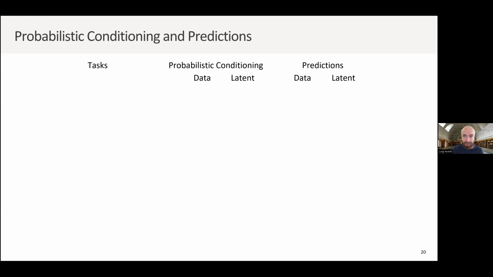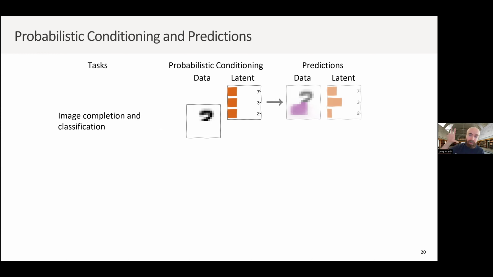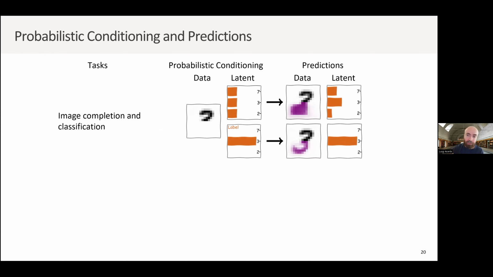What I want to convince you of is that this seems to be a somewhat obscure or niche probabilistic inference problem, but it's not. A lot of tasks boil down to conditioning on some information you have and predicting something else, which is either data or these latent variables. For example, image completion and classification: you might have some data like a partial digit here, and we may or may not have some information about the latent class. In this case we don't, so it's completely uniform. So for image completion, we try to predict what happens here, and since we don't know, we predict a blob.